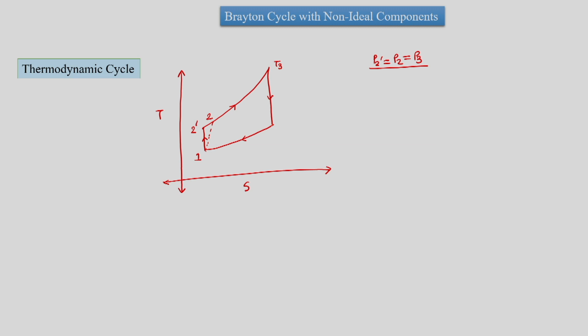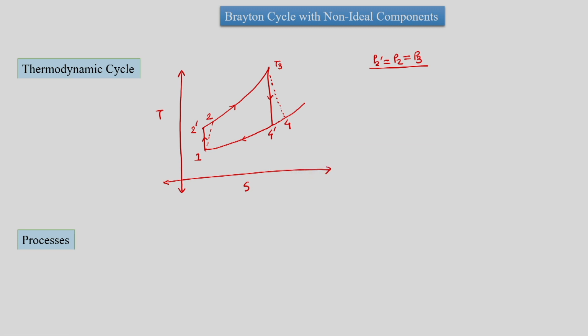Similarly, in case of expansion, we will start with 3, but we will not end at 4 dash. We will end at a higher entropy point, since the process 3 to 4 dash is isentropic and we are considering a real process. So 4 is the real point at the end of expansion. So this is the thermodynamic cycle corresponding to the non-ideal components.